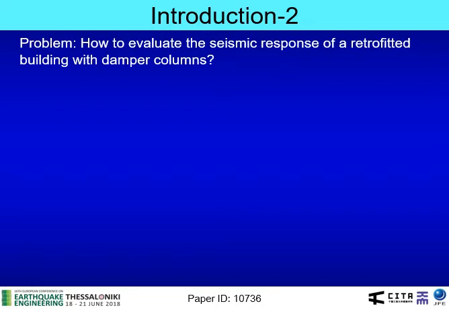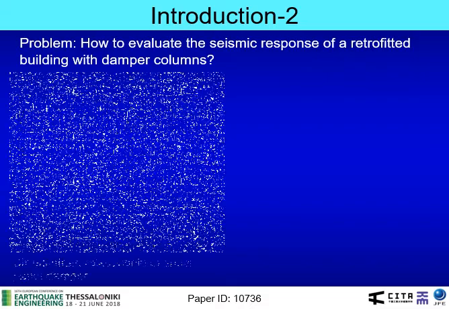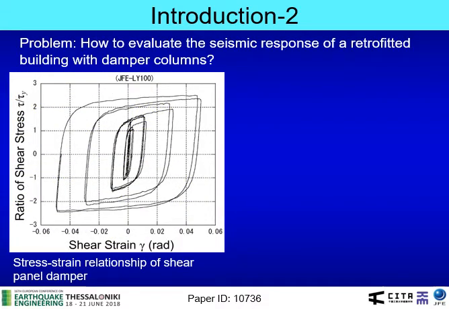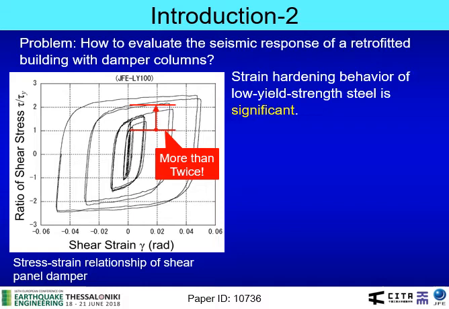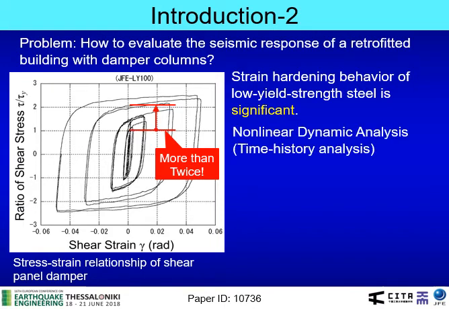The problem I would like to discuss is how to evaluate the seismic response of a retrofitted building with damper column. What I'm showing to you is a stress-strain relationship of a shear panel damper. As you see, the strain hardening behavior of low yield strength steel is significant. In this figure, the shear stress is increasing to more than twice the initial yielding stress.